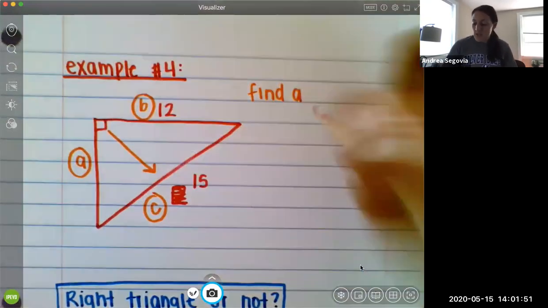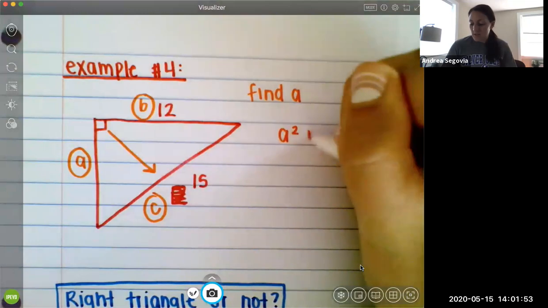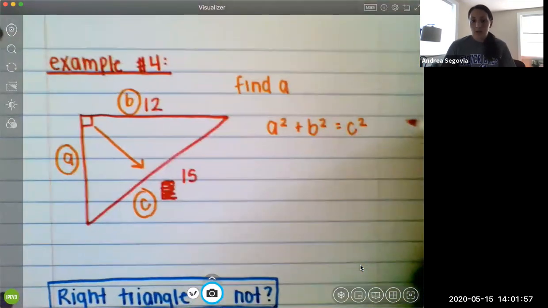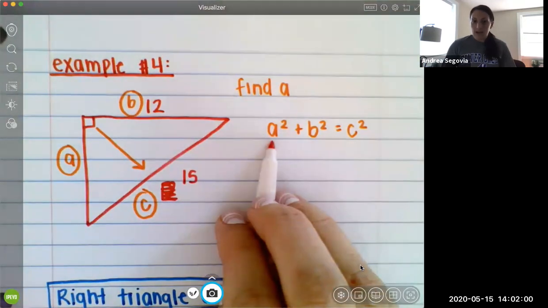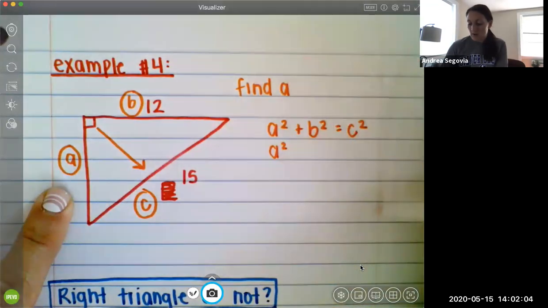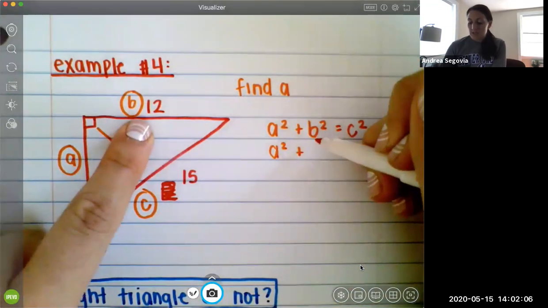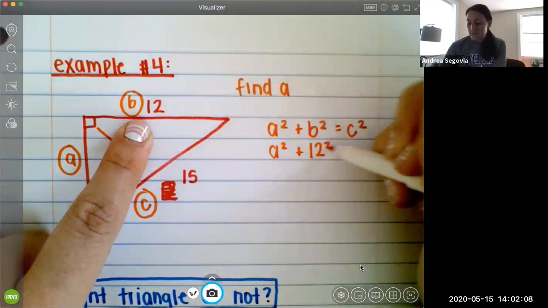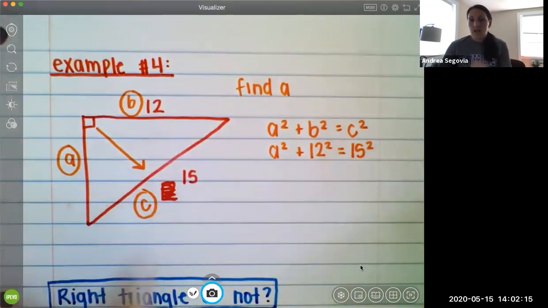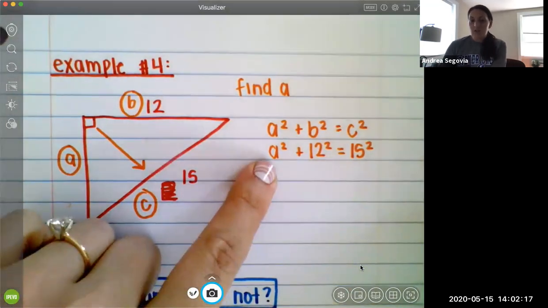Okay, here we go. Start with our Pythagorean theorem. A squared plus B squared equals C squared. Plug in the values that we know. Do we know A? No, we don't know A, so we're gonna leave that as A squared. Plus B, do we know B? Yes, B is 12 squared equals C. Do we know C? Yes, C is 15 squared. Perfect. Now we're ready to solve for our unknown of A.